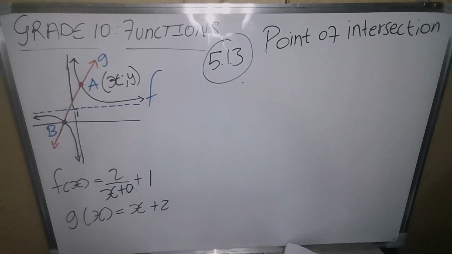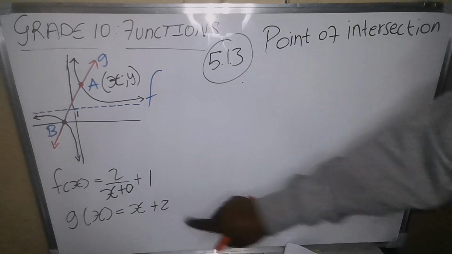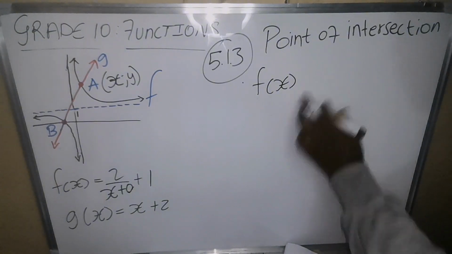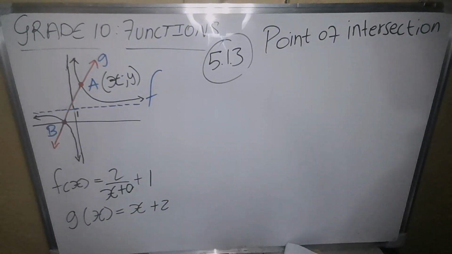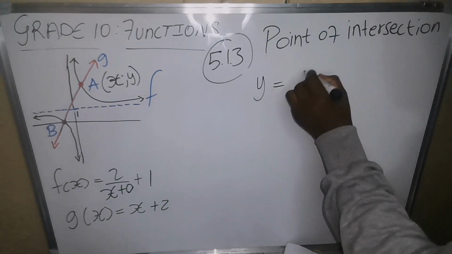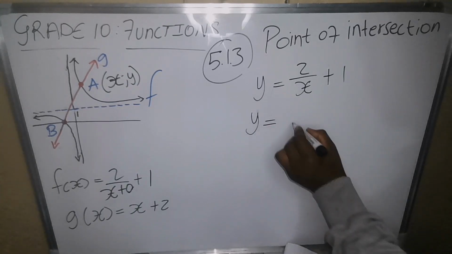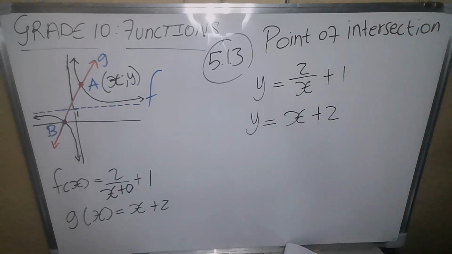How do you find the coordinates of A? They told me A is a point of intersection between the two graphs. If the graphs intersect at a point, then for you to find the coordinates of that point, you must equate the two graphs. Which means I must equate the graph of f(x) with g(x). Here's our f(x), it's the same as y. Let me just write it like this: y equals 2 over x plus 1. The other one, g(x), is y equals x plus 2.